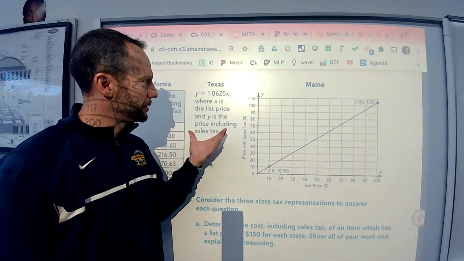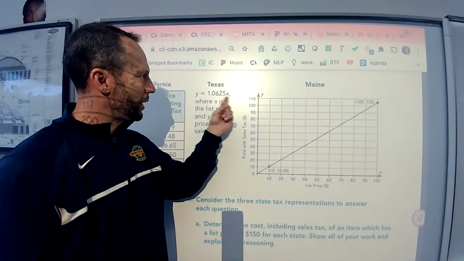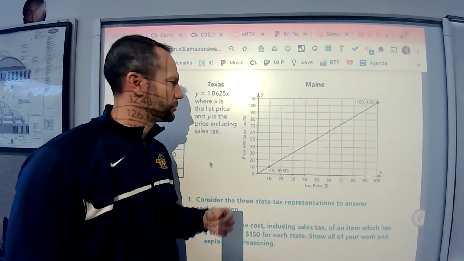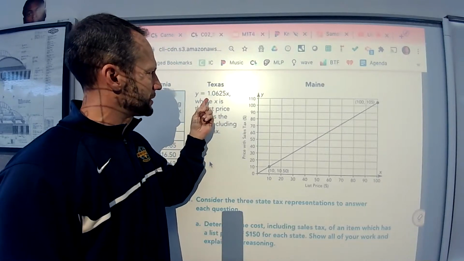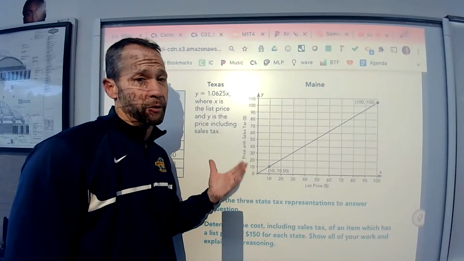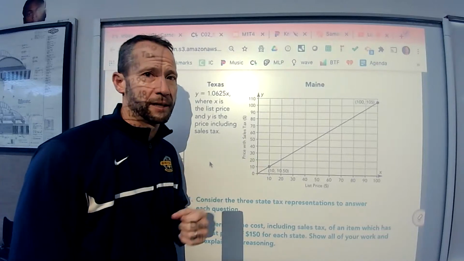The next one was a little bit different. In the next one, they give me an equation. Instinctively, a lot of students looked at this and said, oh, so the sales tax rate is 1.0625%. Well, no, it is not. That would be awesome if we had a sales tax of that, but that is not accurate.